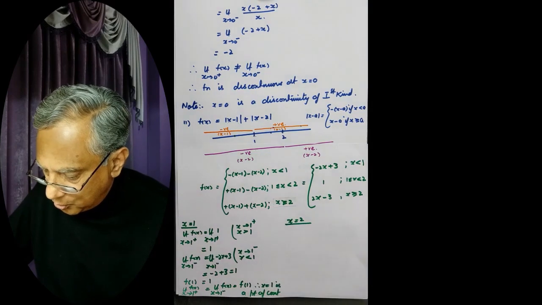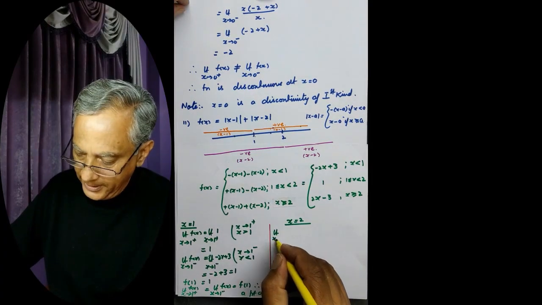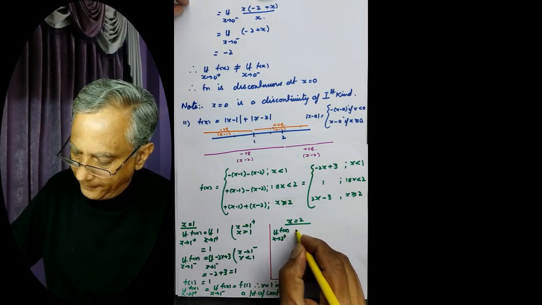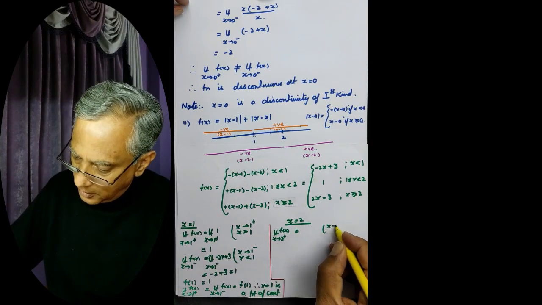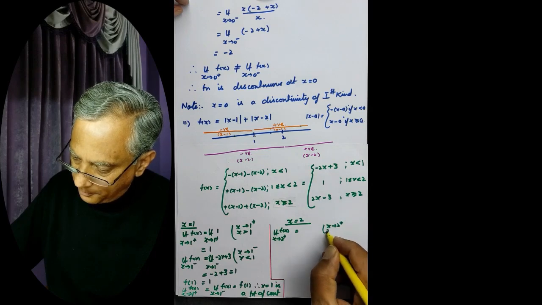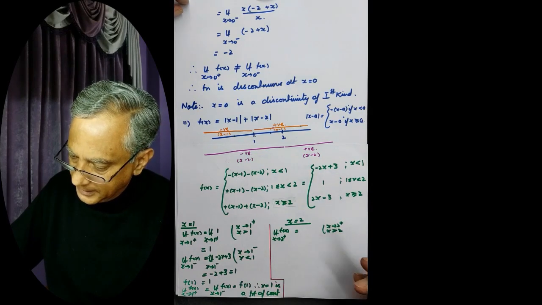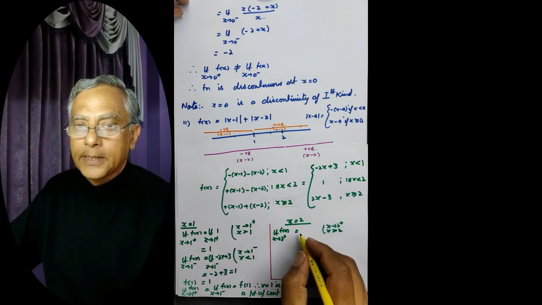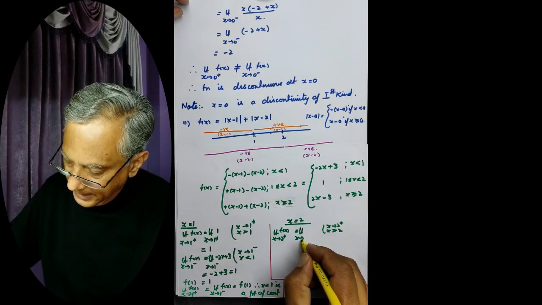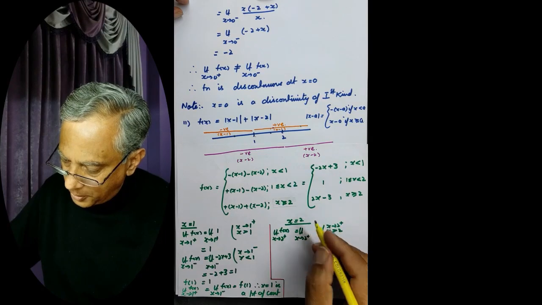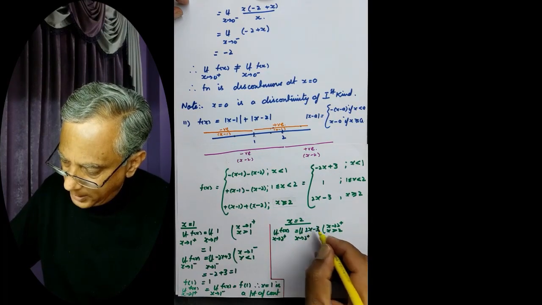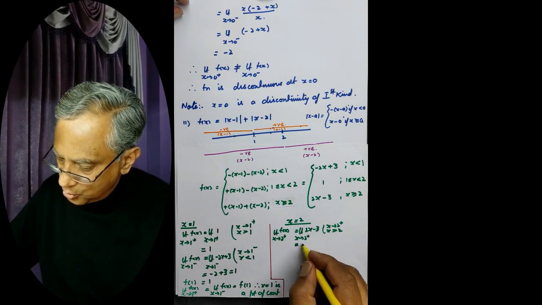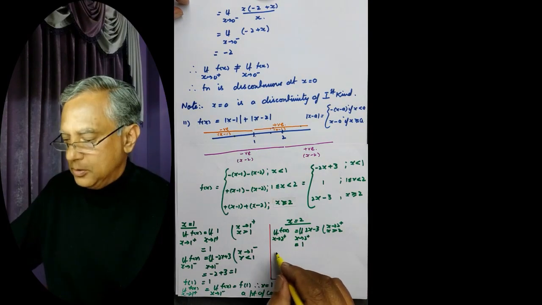Limit x approaches 2 from the positive side, f(x) is equal to... Now as x approaches 2 from the positive side, x is greater than 2, and x greater than 2 is included in this definition. So the limit as x approaches 2 from the positive side is 2x minus 3, which is equal to 2 twos are 4, 4 minus 3 is 1.